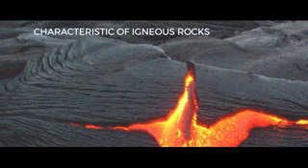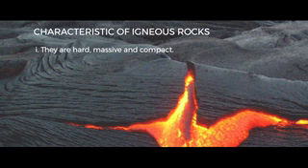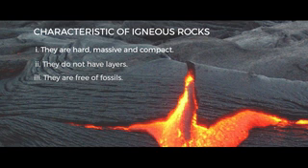Let us move on to understand the characteristics of igneous rocks. Igneous rocks are very hard, they are massive and they are very compact. This is the first characteristic of igneous rocks. They do not have layers, which means you don't see layers on the igneous rocks. That's why they are free from fossils. They do not have pores, so they are impervious in nature, which means water cannot pass through igneous rocks.